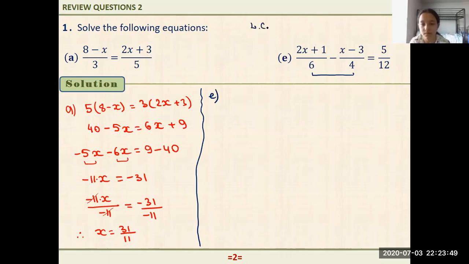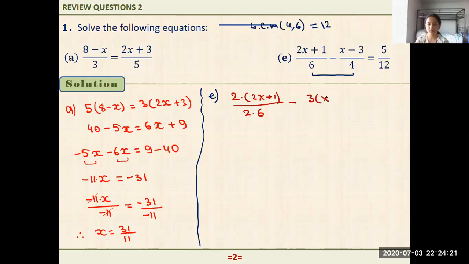Now we know the least common multiple of 4 and 6. What is it? 12. So to get 12 here, I should multiply this one by 2 and this one by 3. Here we have 2 times (2x plus 1) over 2 times 6, multiplying numerator and denominator by 2. Minus, multiply by 3, 3 times (x minus 3) over 3 times 4. On the right-hand side, we have 5 over 12.